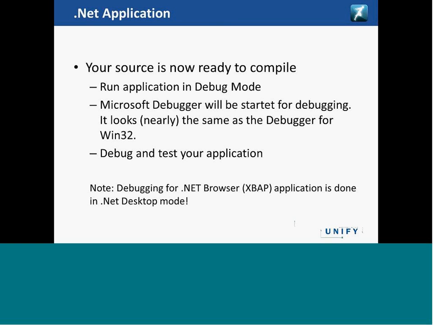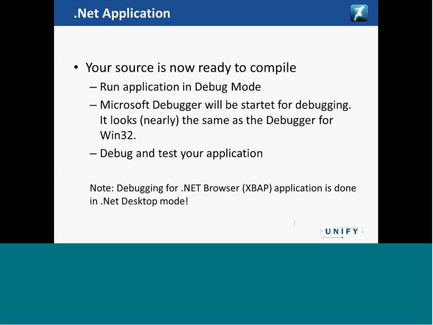Your source is now ready to compile. So run the application in debug mode, and the Microsoft debugger will be started for debugging. It's really the same as a debugger for Win32, and then you are able to debug and test your applications.